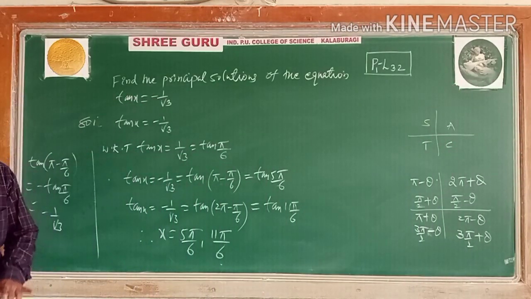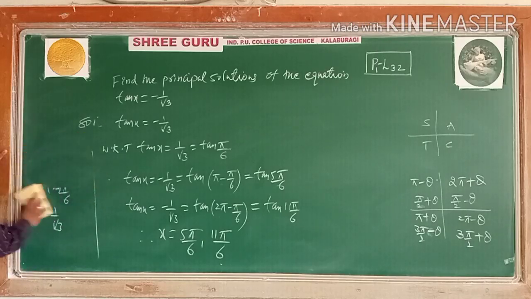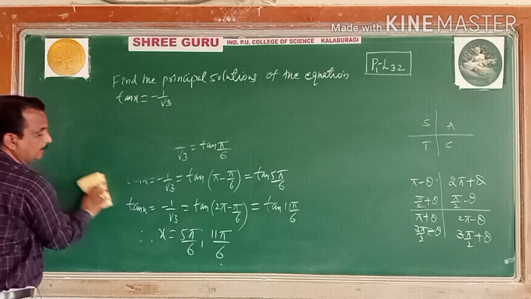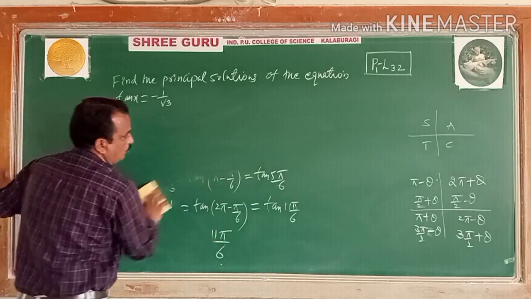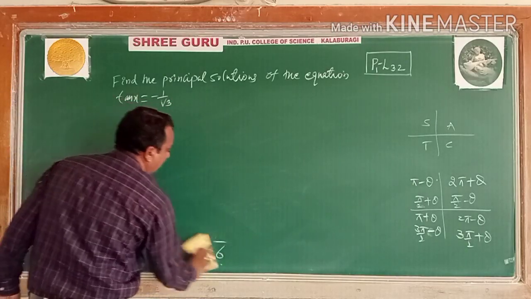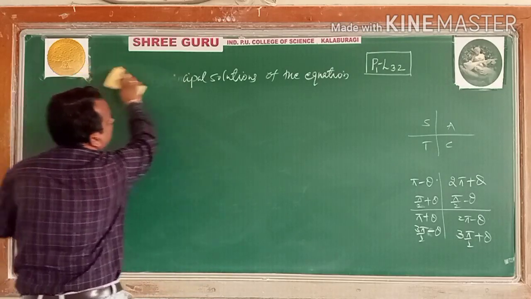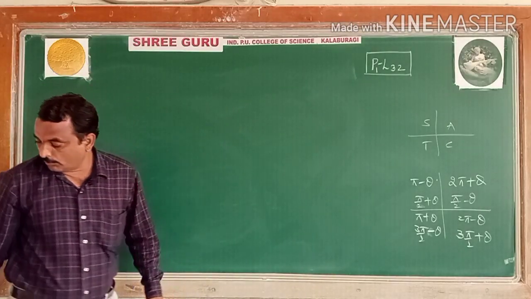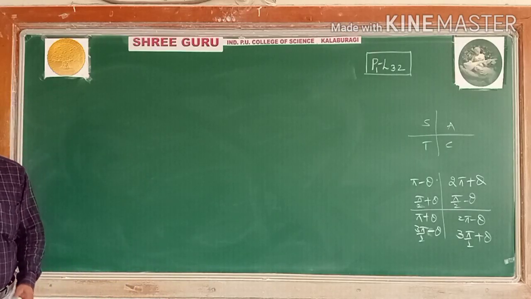Let us see one more example. These two values satisfy the given equation. They lie in the period of 0 to 2 pi. The values appearing between 0 and 2 pi are called principal solutions. Now let us go for the next example.